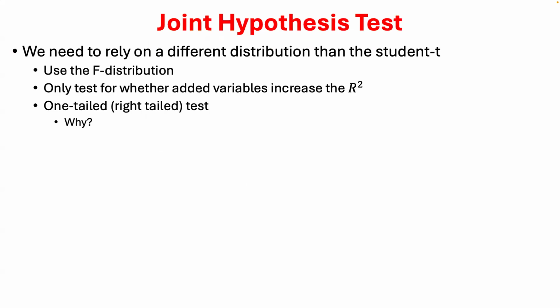But basically, when I add in variables, we said we know that the R squared is going to go up. So I don't have a two-tailed test anymore. I know that when I add in more variables, I can only ever see the R squared go up. So I'm actually only going to be having a right-tailed test, or I can think about it that way.